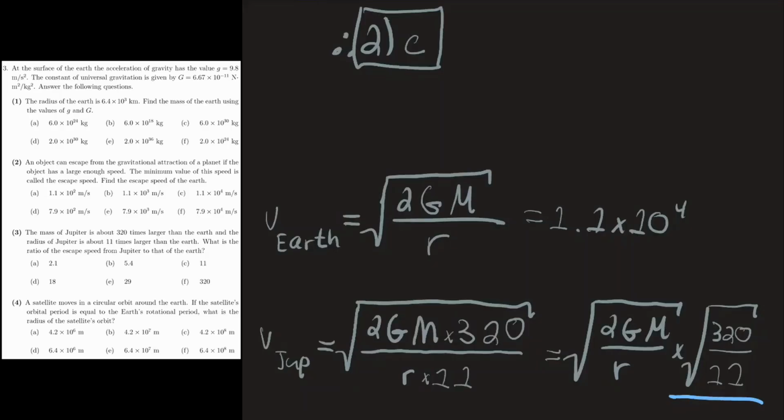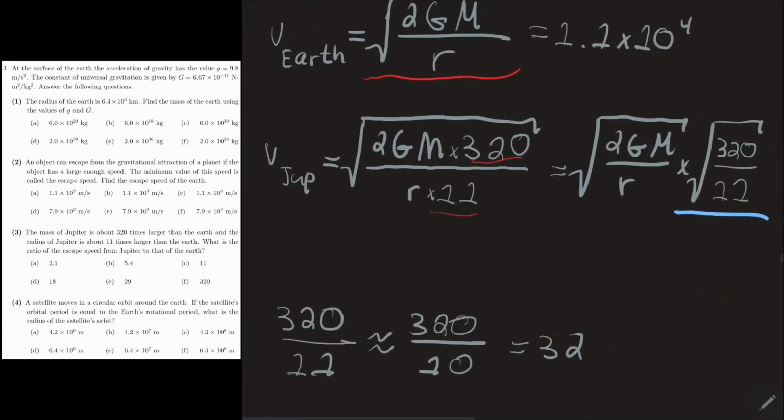So we just found the escape speed of Earth. Now the question is giving us Jupiter's mass and radius, so we need to use this equation of the escape speed. To find the ratio, we just need to find what they differ by. The mass is multiplied by 320, while the radius is multiplied by 11. That means that the escape speed of Jupiter is equal to the escape speed of Earth times the square root of 320 divided by 11.